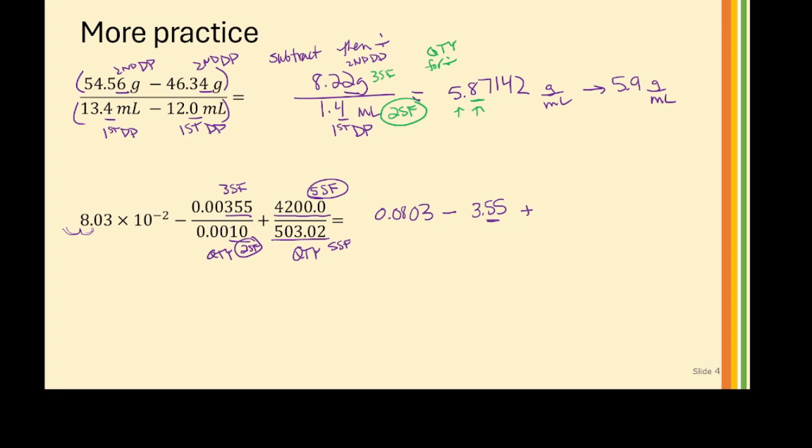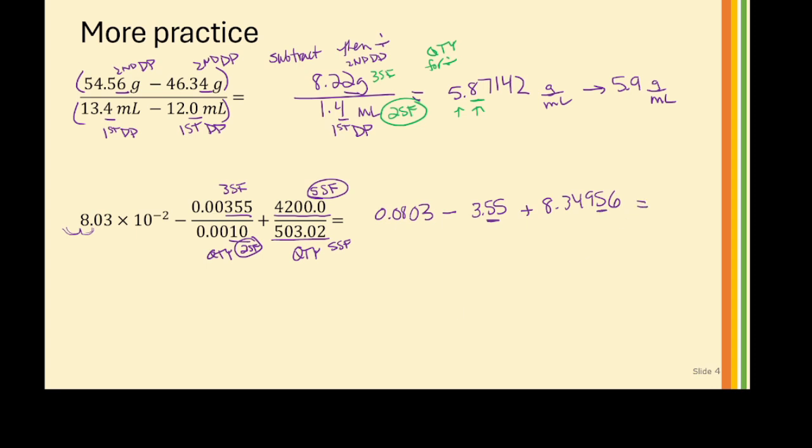Plus 4200.0 divided by 503.02, which is 8.34956. I'm not going to go all the way out. 1, 2, 3, 4, 5. So this would end here.